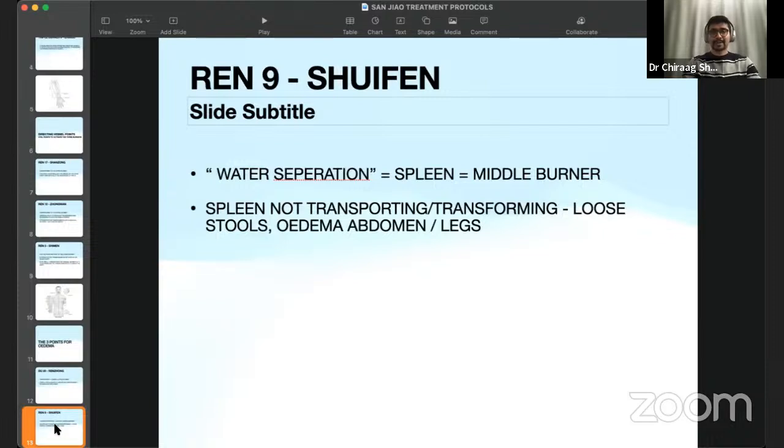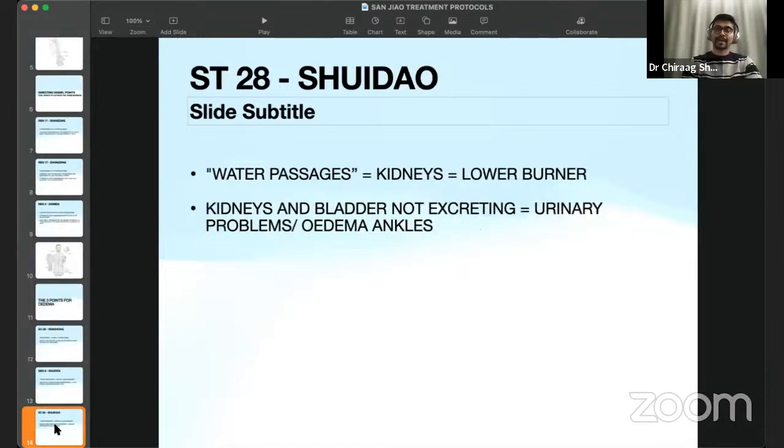Ren 9, water separation. It equates with the spleen and the middle burner. Spleen not transporting and transforming. And the symptoms you might encounter: loose stools, edema of the abdomen and the legs. That is when you will use REN 9. And lastly, stomach 28, which is water passages, equates to the kidneys, which is in the lower burner. When the kidneys and bladder are not functioning well, they are not excreting, leading to edema, that is urinary problems, and edema around the ankles and the feet. This is when we can use stomach 28.